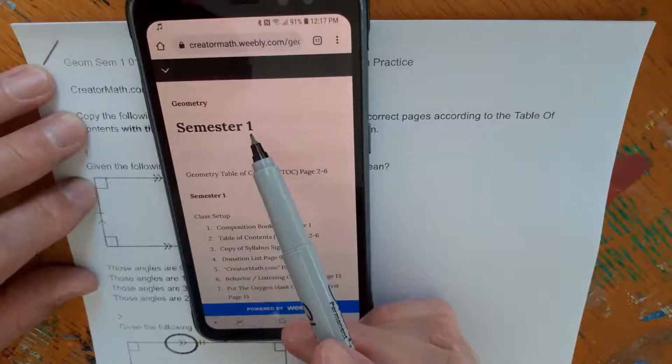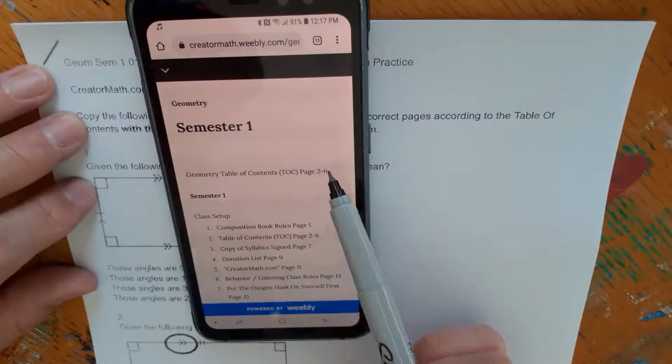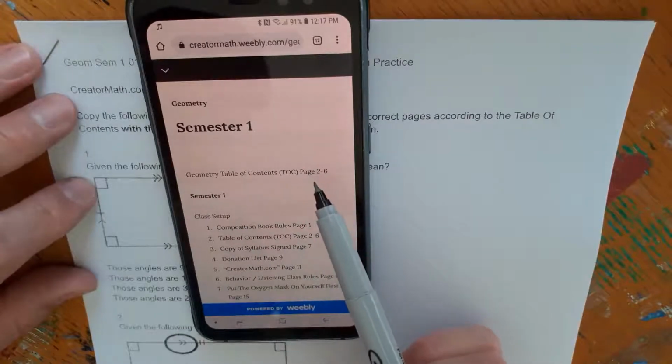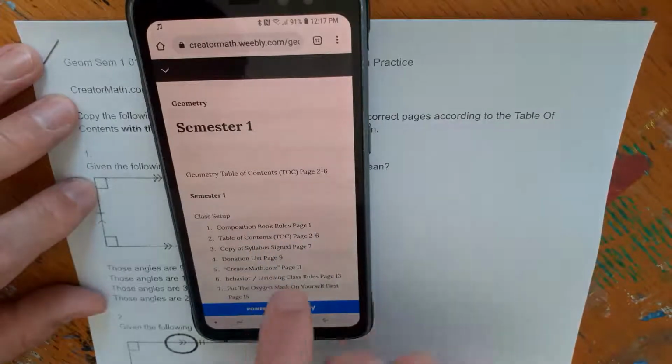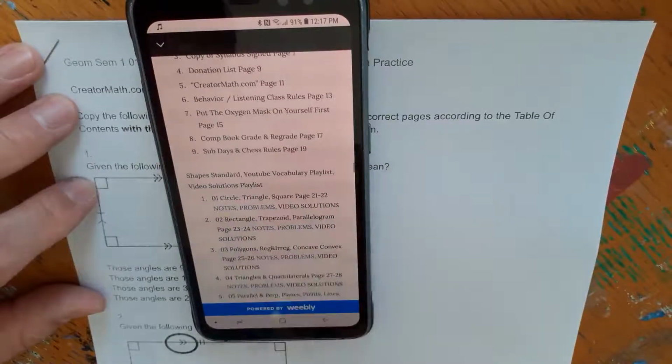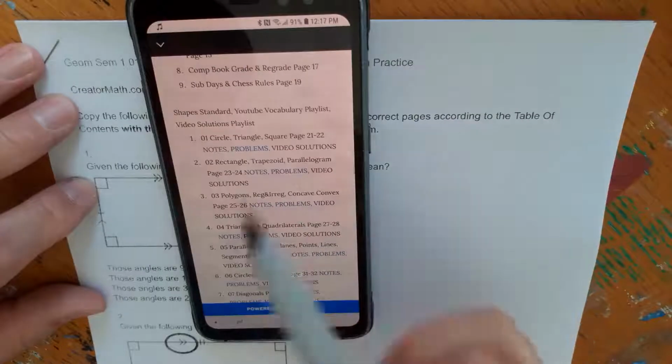So this one says Semester 1. It says Table of Contents. This goes on pages 2 through 6 of your composition book. You're going to copy all of this into your composition book. It's going to take about 3 pages. Once you've got it in there, you've got your table of contents for the whole semester.